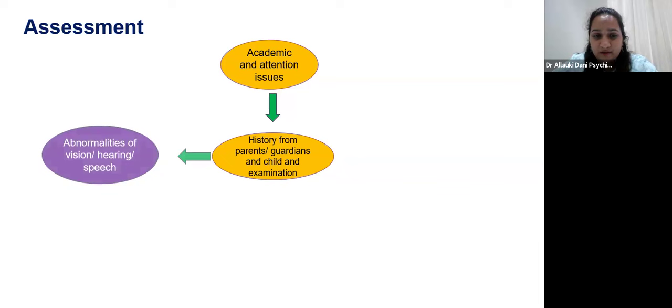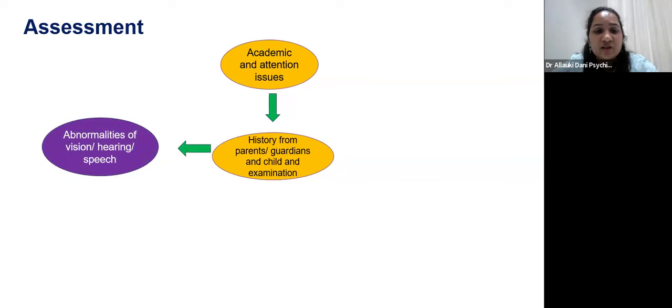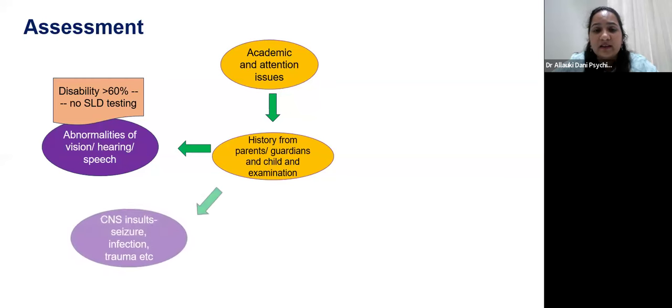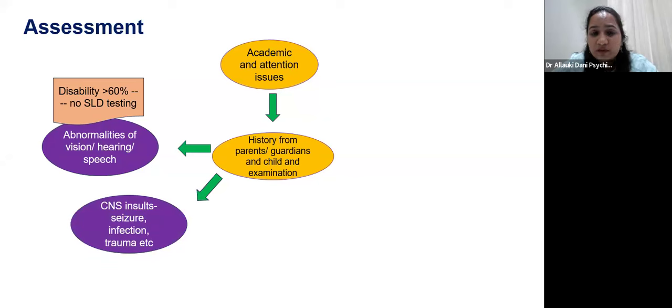Firstly, the abnormalities: if the child has any vision, hearing or speech problems, these indirectly have a lot of impact on the academic problems the child is facing. We see many times in our hospital itself that the child comes, and they are not aware that the child has a hearing or vision problem, and when examined, they have sometimes 50 or even 60% hearing impairment or vision impairment. In our institute, we follow this: when the child has any such disability of more than 60%, we do not proceed with any psychoeducational assessment for learning disability.